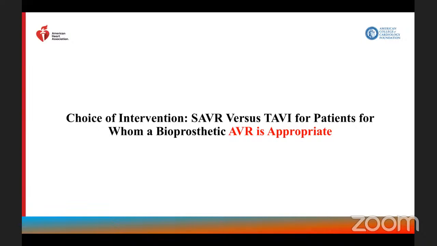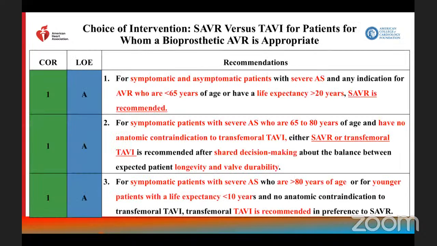Now the choice of intervention, whether it's going to be surgical AVR or TAVI, for patients for whom a bioprosthetic aortic valve is appropriate. The guideline says in patients considering a bioprosthetic aortic valve replacement, the next step is to choose between TAVI or surgical aortic valve replacement. For symptomatic and asymptomatic patients with severe aortic stenosis and any indication for AVR who are less than 65 years of age or have a life expectancy of more than 20 years, surgical AVR is recommended, and it's a class 1A.